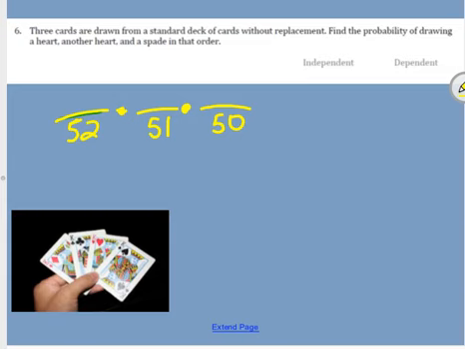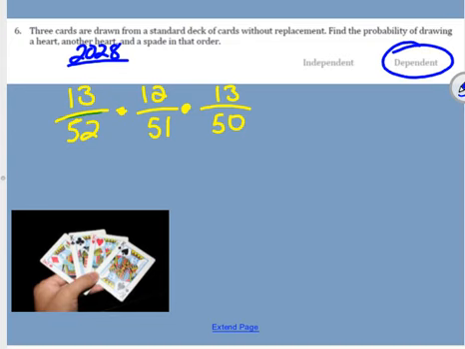Alright, now it says find the probability of drawing a heart. So the first time there was 13 hearts. Now, since I know that we drew one out, now there's only going to be 12 remaining hearts. So when it says another heart, it's 12 out of 51, and then a spade. Well, spades are full, so there's 13 there. So then I would have said that these are dependent upon each other. And so I probably would have done 13 times 12, got 2,028, and I would have divided it by this big number, 52, 51, 50.